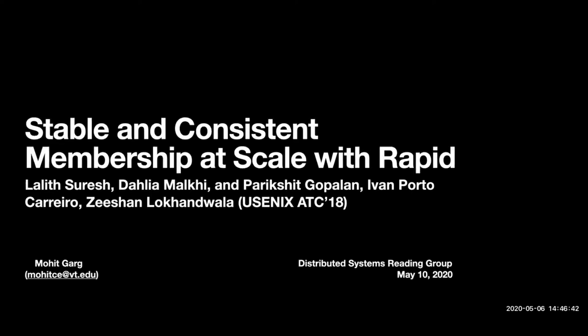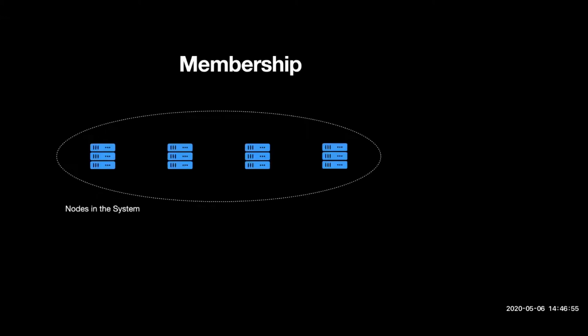Today I'm going to talk about the paper Stable and Consistent Membership at Scale with Rapid. This was presented by Suresh et al. at ATC 18. So let's jump into it.